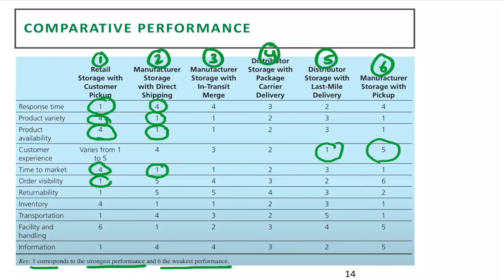On the other hand, order visibility works better with the first design here, retail storage with customer pickup. But with manufacturer storage with direct shipping, the rating given is 5 because there are so many manufacturers and coordination among customer, retailer and the manufacturer. That could be challenging, and because of that, order visibility may not be very easy. Returnability obviously is best with retail storage with customer pickup. Customers have access to those stores, and if they have any problem, they can just go to those stores and return the product. But it's not that easy with manufacturer storage. Inventory levels will be performing best. The cost will be the least with the manufacturer storage.